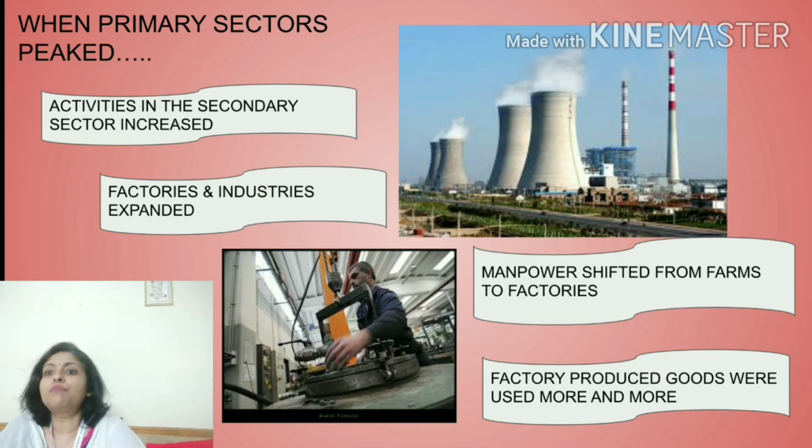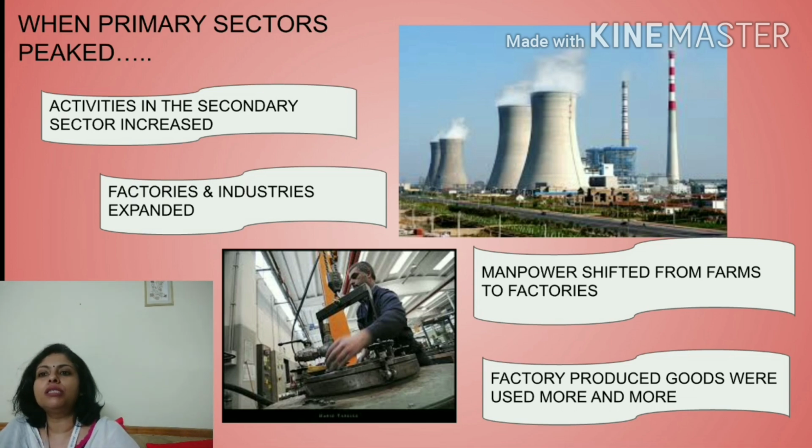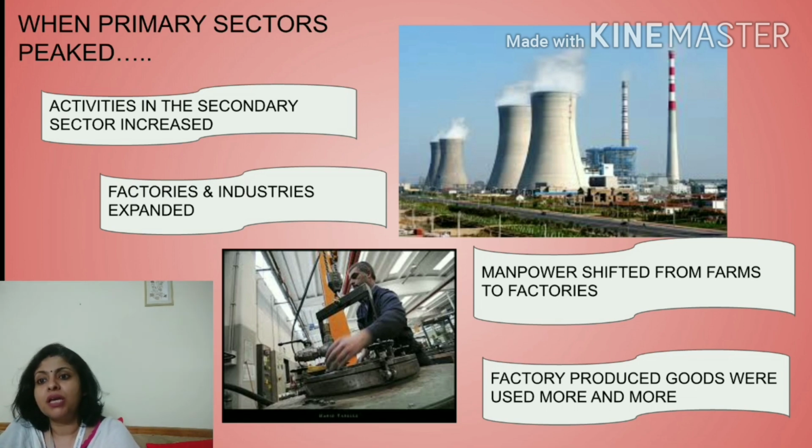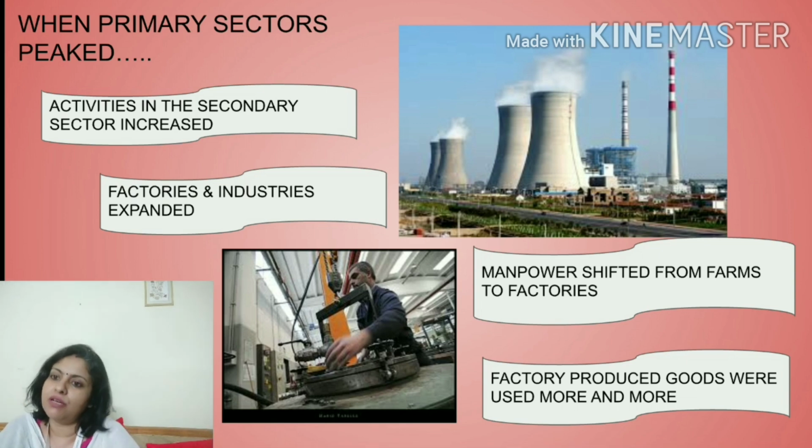But when this primary sector peaked, when it reached the best possible level, around that time, activities in the secondary sector also increased. Now, why did this increase happen? It happened because too much was produced in the primary sector. Excessive amounts of things were produced. Now, these excessive amounts of things had to be utilized in some better way.